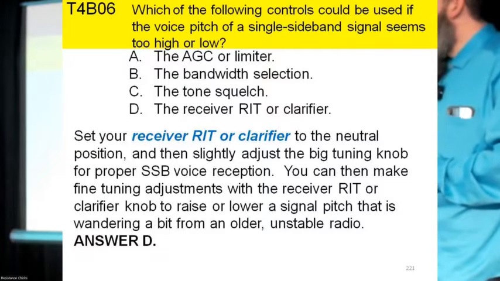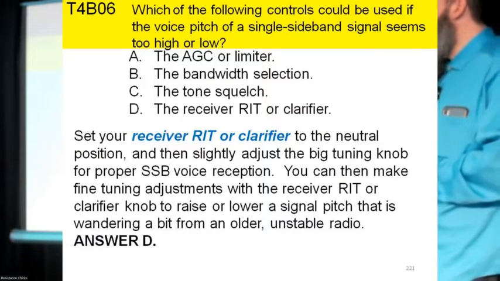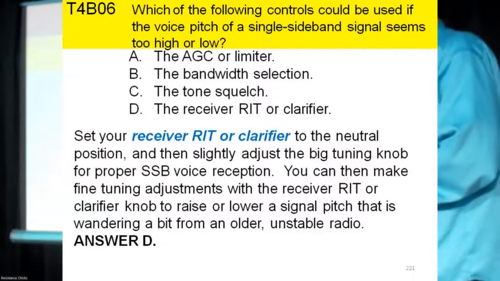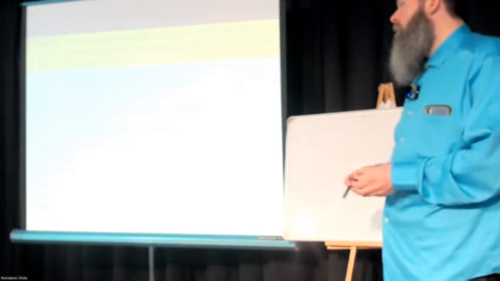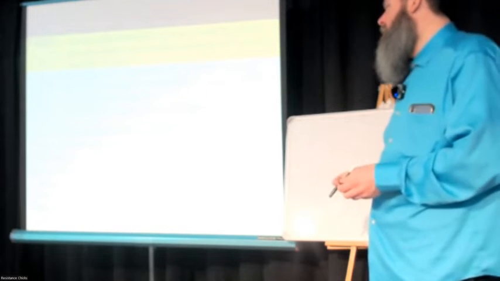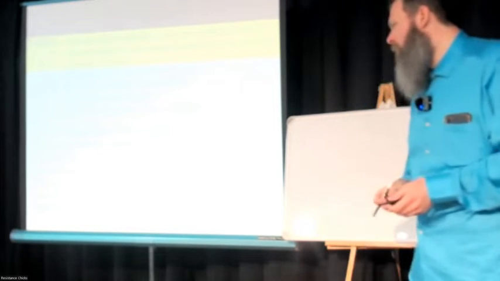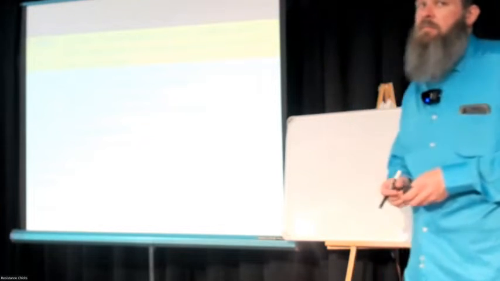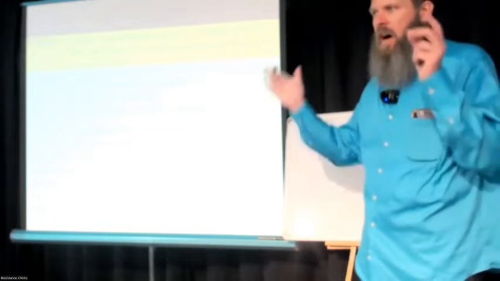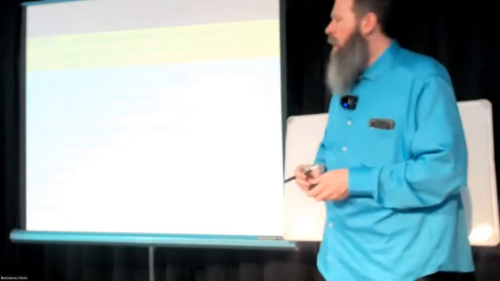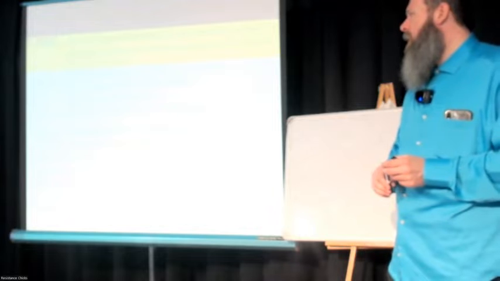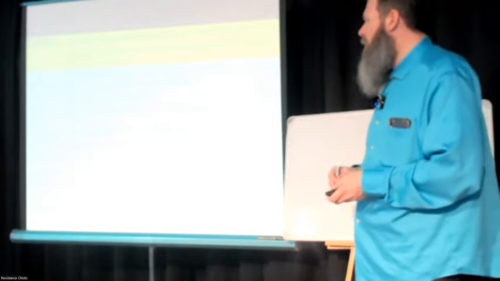Which of the following controls could be used if voice pitch of a single sideband signal seems too high or too low? The answer is the RIT or clarifier. RIT is receive increment tuner. And basically when you listen to single sideband, it kind of sounds like Donald Duck. Because remember that the audio is really pinched, it's very small. And so it has some unique voice characteristics. However, when tuned in well, it does sound good.